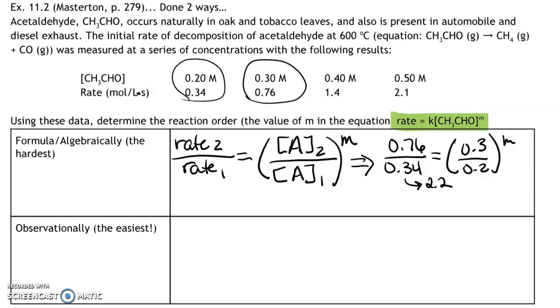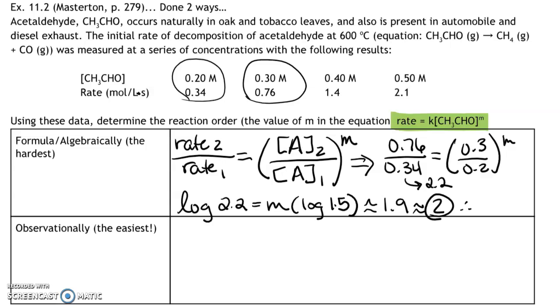So in order to algebraically solve that, because we have something raised to a power, we do have to use logs. So you can use the log of 2.2 equals m times the log of 1.5, which is what 0.3 over 0.2 comes out to be. And then you end up getting something roughly around 1.9, which you can say is roughly 2, and therefore this is going to be a second order reaction. Okay, the order of reaction is basically talking about how quickly the rates are changing.